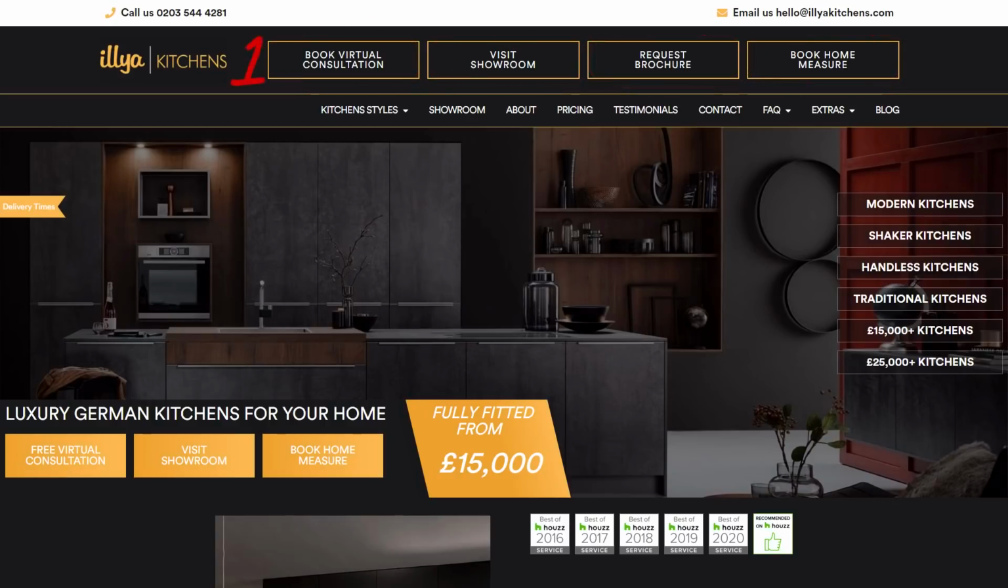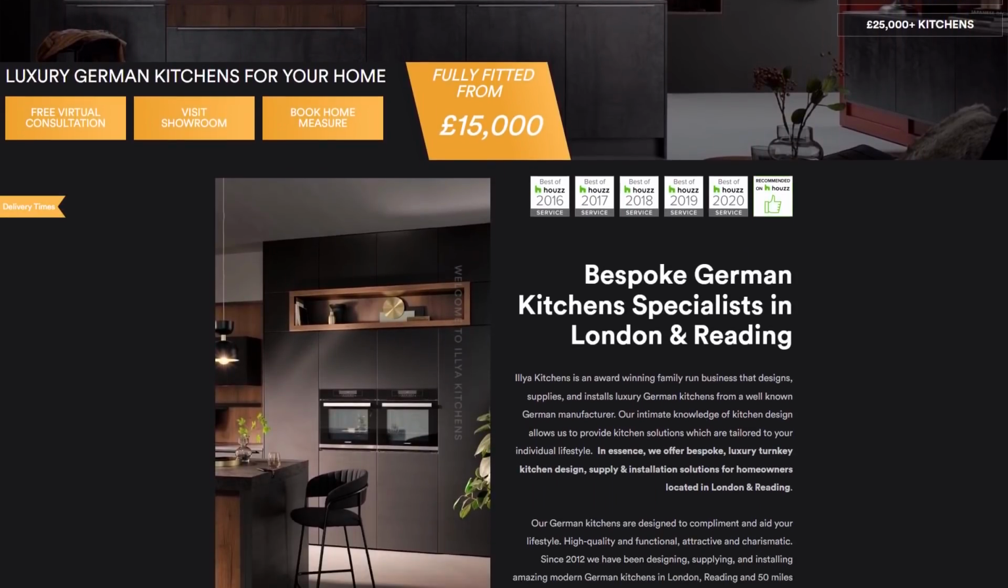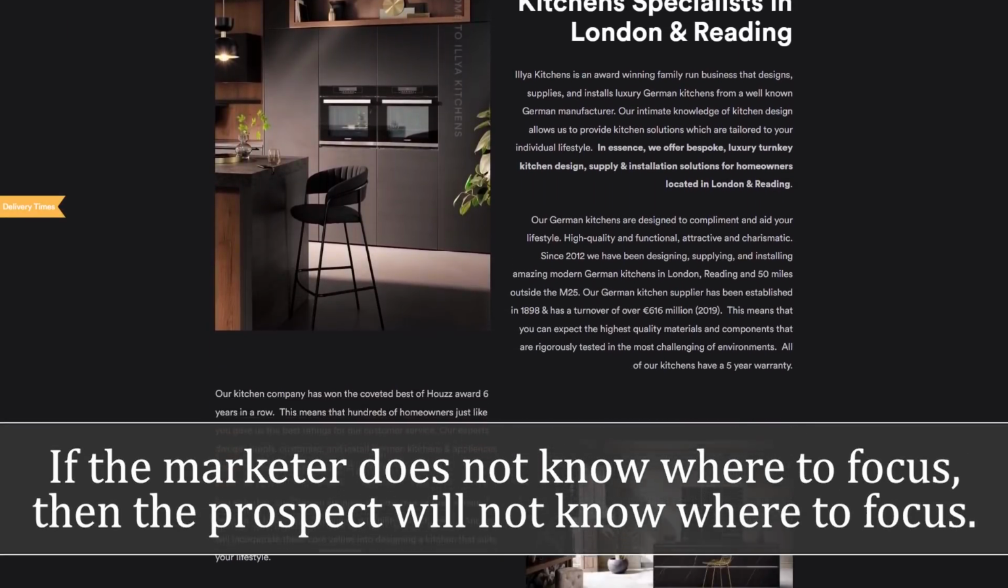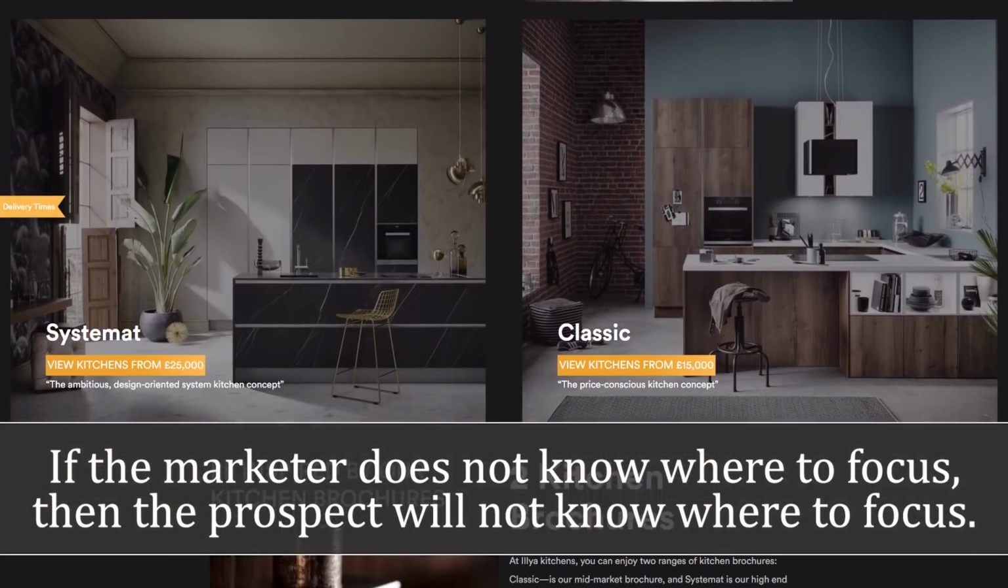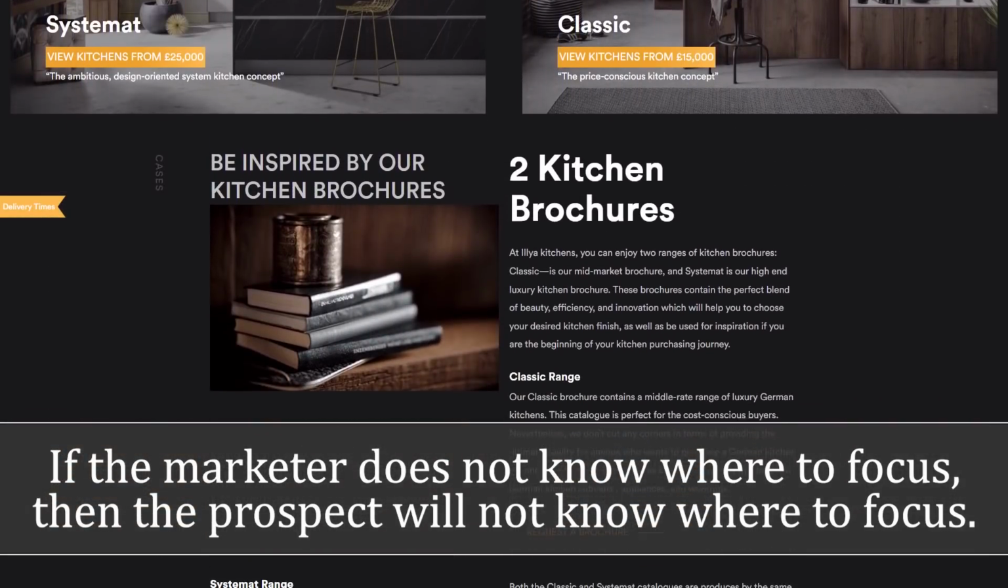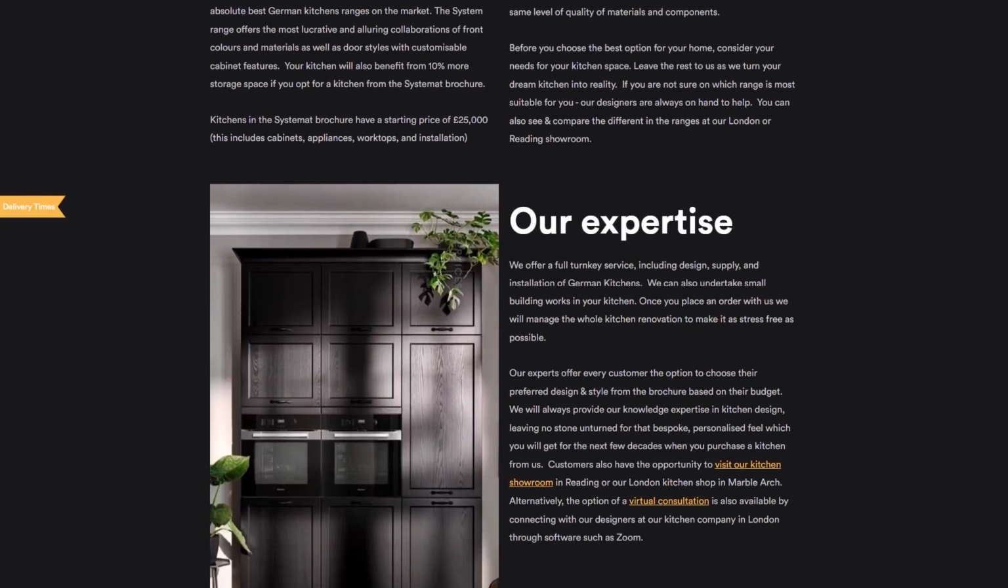There are at least 4 sets of nav on the first screen of the home page. And as you scroll through, it cuts into 2 evenly weighted columns. You don't know where to focus. And the reason you don't know where to focus is because the designer of the page didn't know where to focus.